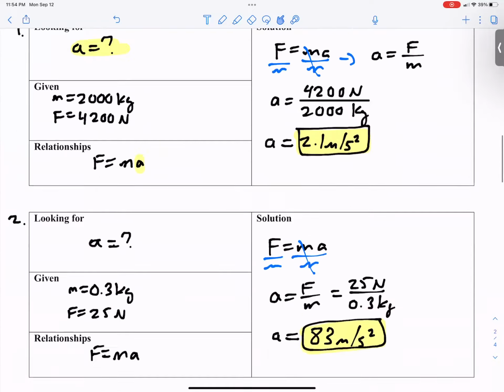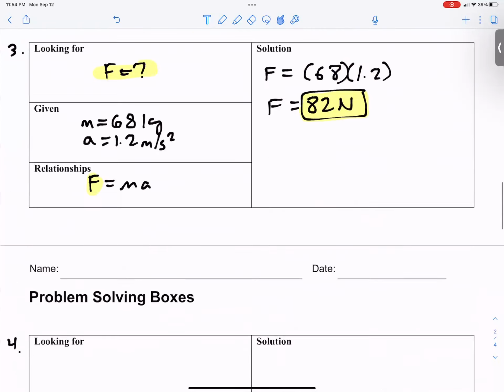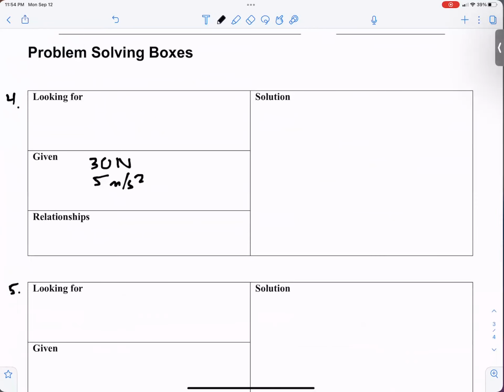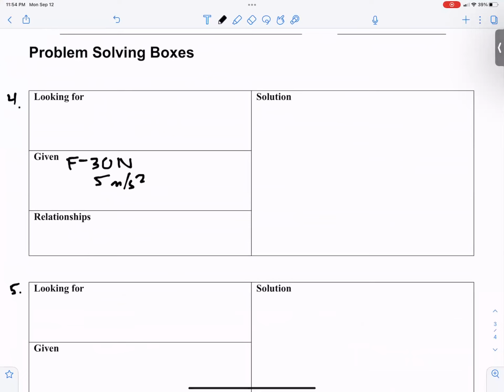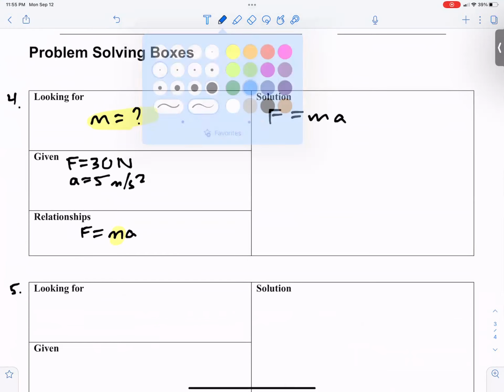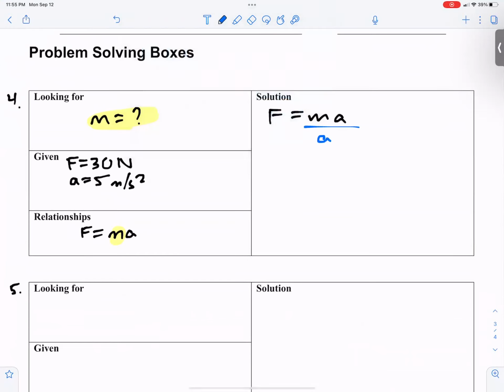Just double check on that. Yes, 30 newtons, 5 meters per second squared. So that would be your F. That would be your A, and we're looking for mass in this problem. So net force equals M times A. But if we're looking for mass, you have to isolate the M. How do we get the M by itself? Divide by A.